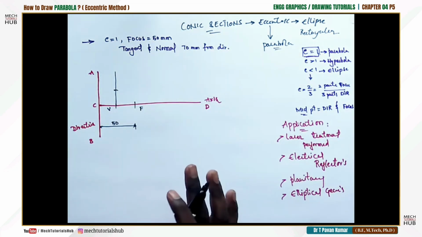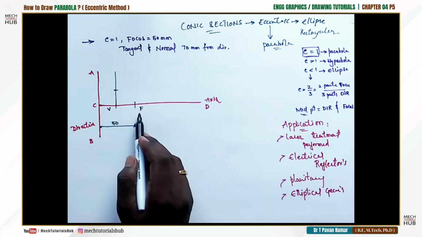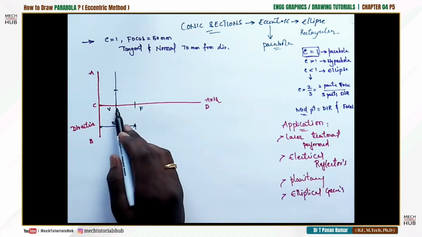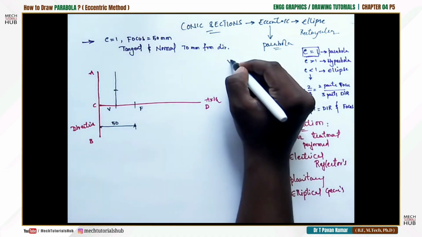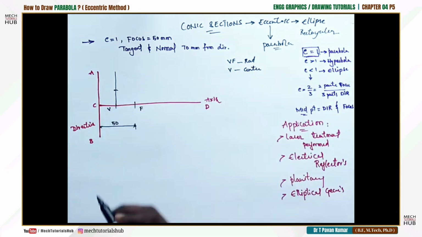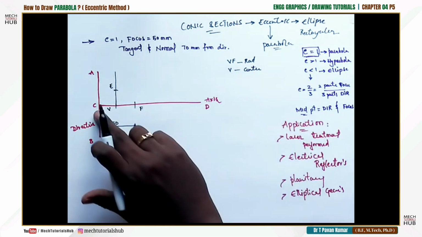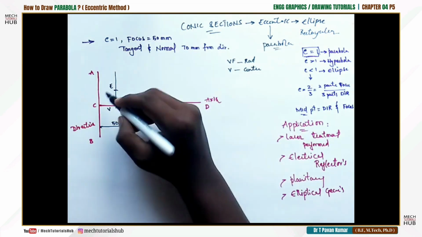The way we have constructed ellipse by eccentric method, in a similar fashion, I'll consider VF as a distance, V as center. What is that? VF as radius, V as center. Then I'll make a mark. Let us consider this point as E. Now draw a straight line passing through CE up to some infinite distance.